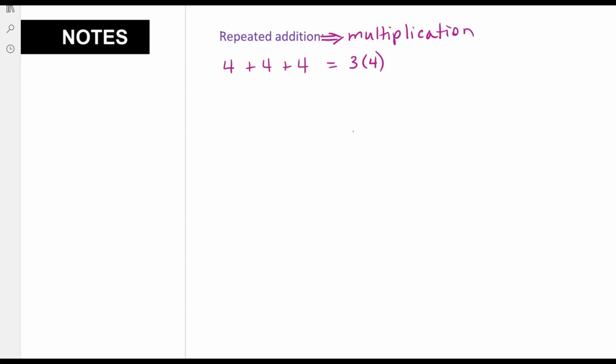4 plus 4 is 8, and 8 plus 4 is 12. And also, if I multiply 3 times 4, I get 12.